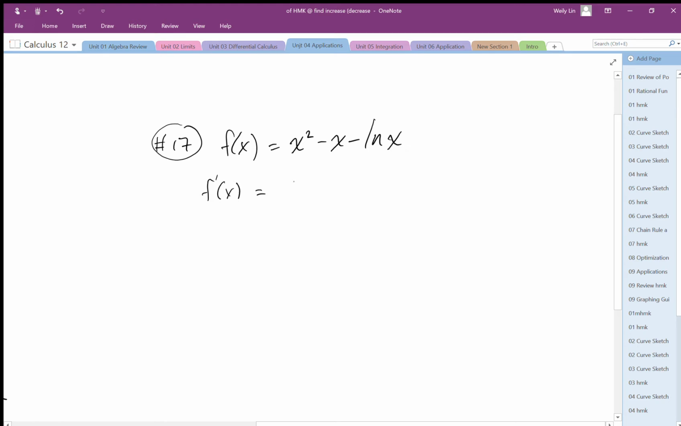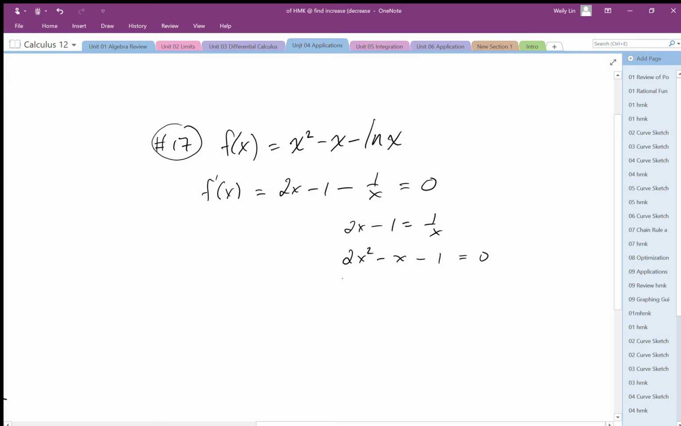Okay, so I'm going to differentiate this. So I get 2x minus 1 over x. And I want to know where that's equal to 0 to get any minimum points if they exist. So solving this, I'm going to get 2x minus 1 equals 1 over x. I'm going to get 2x squared minus x minus 1 equals 0.